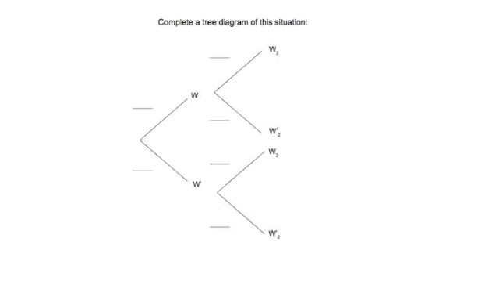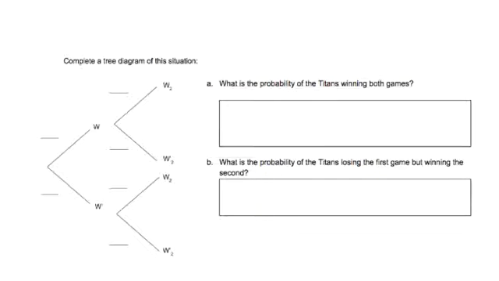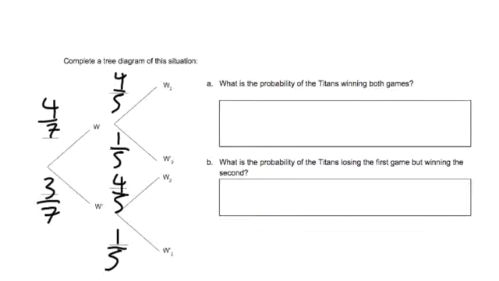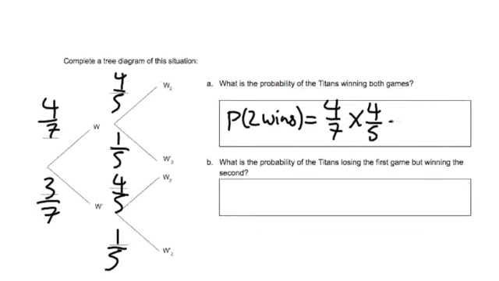All right, so let's answer some questions based on this. So there was our tree diagram, right there. And this was 4 out of 7, and this was 3 out of 7, and this was, let me write that more clearly, 3 out of 7. This was 4 out of 5, 1 out of 5, 4 out of 5, 1 out of 5. Okay, so what's the probability of winning both games? Okay, so the probability of 2 wins is going to be equal to the probability of winning the first game, which is 4 out of 7, times the probability of the second game. And we already saw from the other page that this was 16 out of 35.